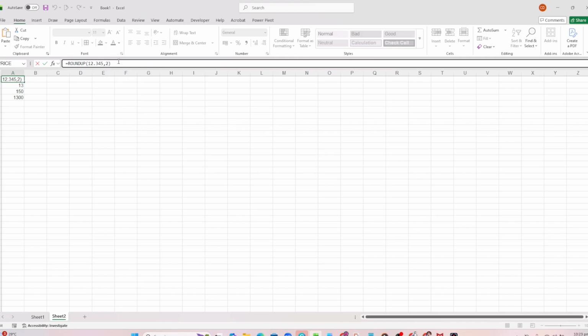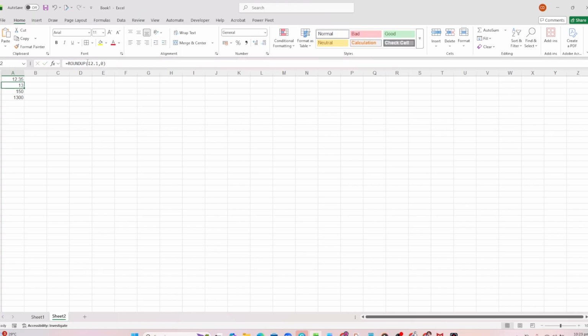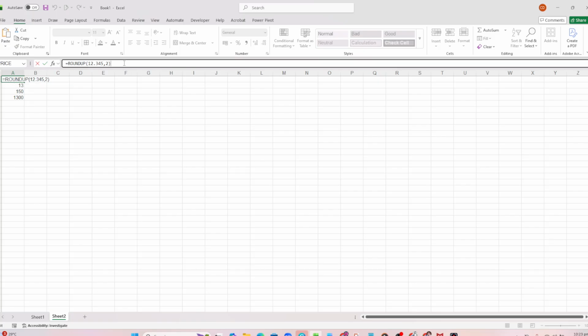Let's see it in action. Type equals ROUNDUP(12.345, 2) and press enter. You'll get 12.35. Because ROUNDUP always rounds away from 0, the third decimal forces the second decimal up, even if it's small. Now, round to a whole number. Enter =ROUNDUP(12.1, 0). The result is 13. Notice that it rounds up regardless of the first decimal.